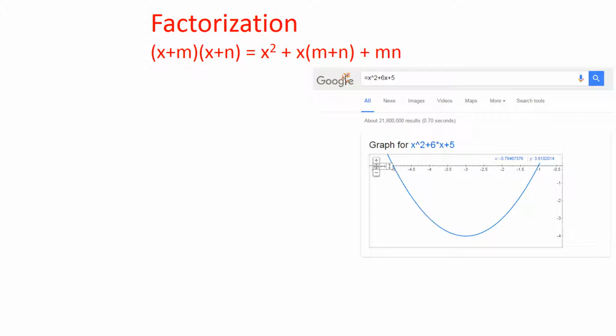If you look at this equation here, the equation for x squared plus 6x plus 5, I drew this in Google. You can see here that if I wanted to work out what that equation equaled when y equaled 0, it crosses y equals 0 at 2 points. So there would be two answers to that problem.